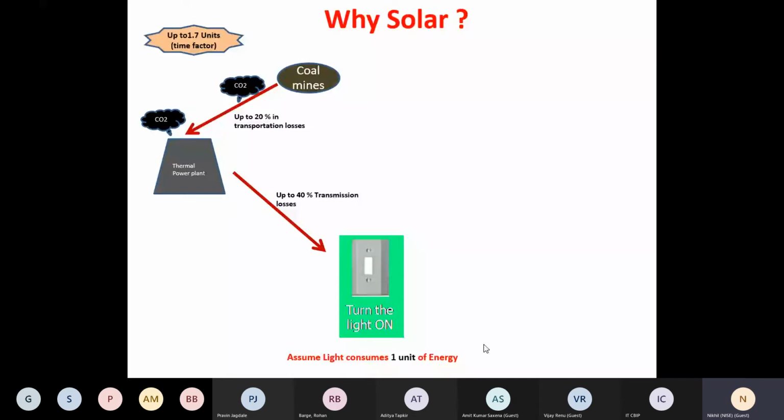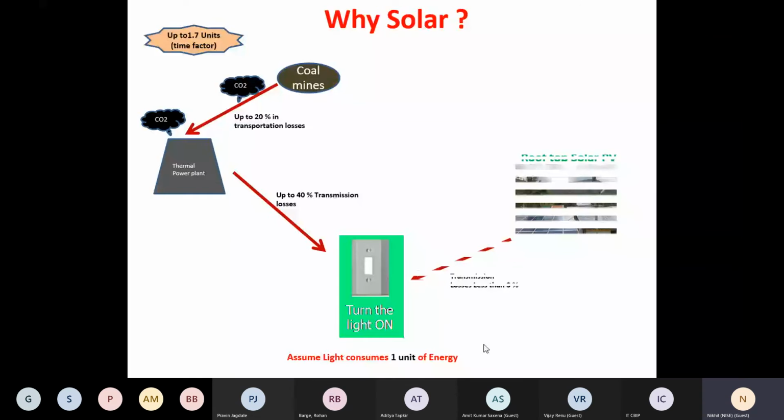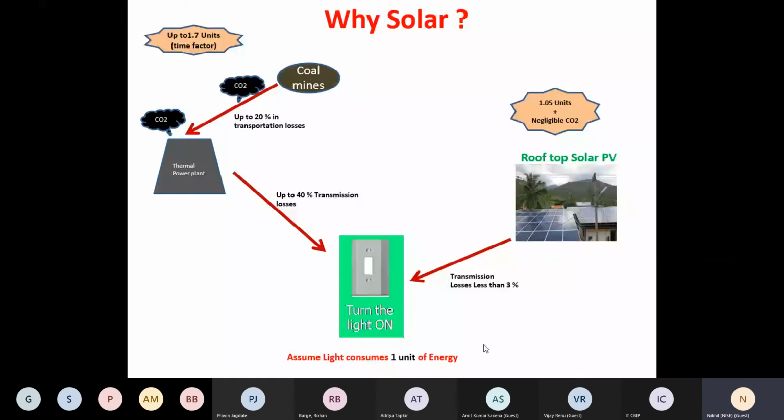So this is a centralized form, where the source of energy generation is far away. But we can always have a second option, where we install a technology on the roof of the same space where we are consuming the energy. So you can see that at maximum we need a generation of 1.05 units, and of course the ill effects like carbon emissions are also mitigated to a large extent by this kind of technology. So that is also one of the reasons why most people are switching to solar.